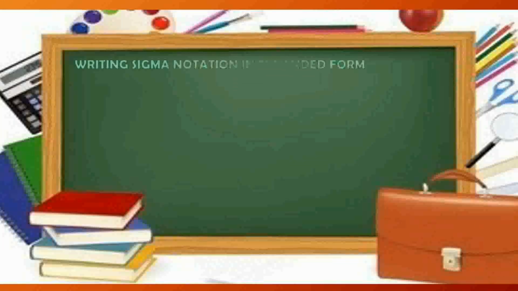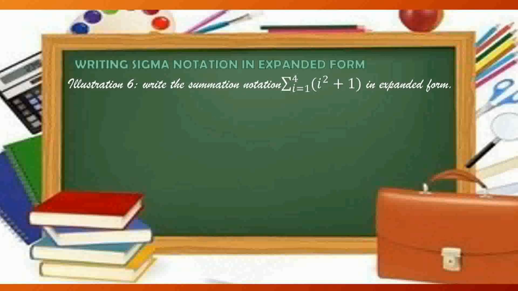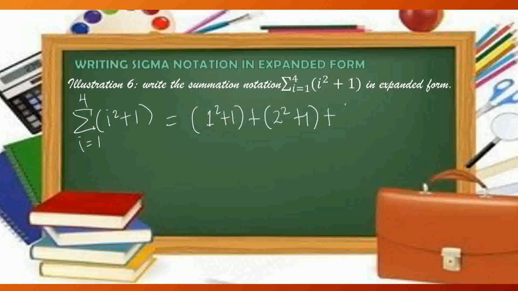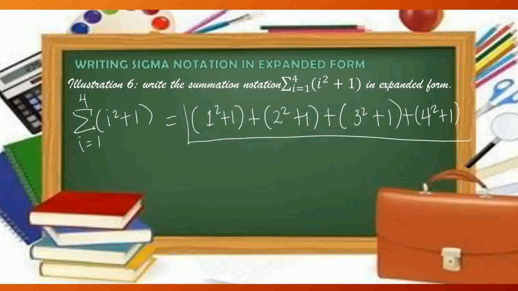For example number 6, writing sigma notation in expanded form. Write the summation notation i squared plus 1 as i goes from 1 to 4 in expanded form. So let's first write the given: the summation of i squared plus 1 as i goes from 1 to 4. First, i is equal to 1. So 1 squared plus 1, plus 2 squared plus 1, plus 3 squared plus 1, and lastly 4 squared plus 1. So this is the expanded form.